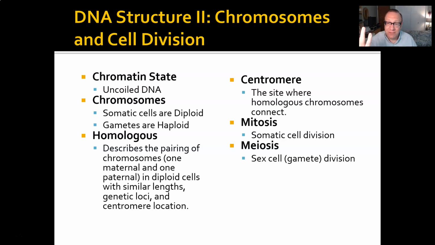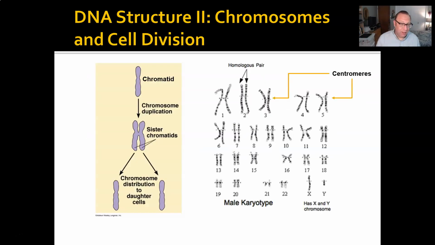Mitosis, somatic cell division. Meiosis is sex cell or gamete division. Okay. So, here are chromosomes. Each pair of a chromosome segment here consists of sister chromatids. These are homologous sequences of DNA. They have the same genes in the same spots.